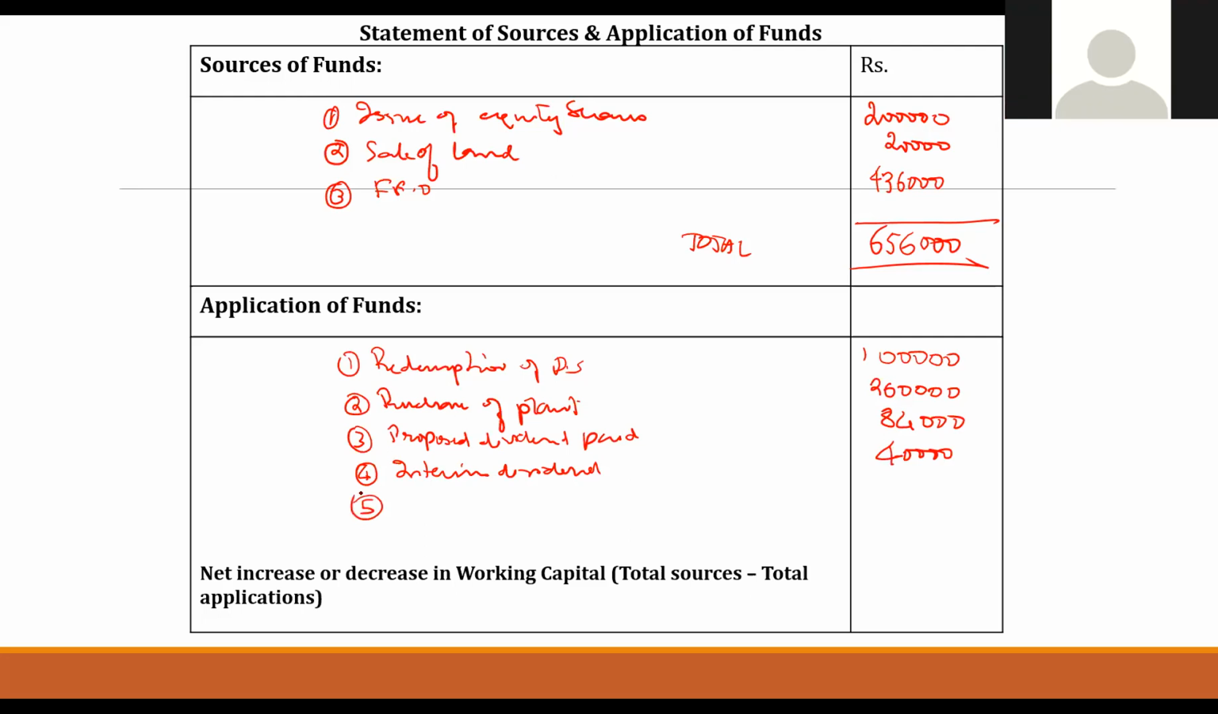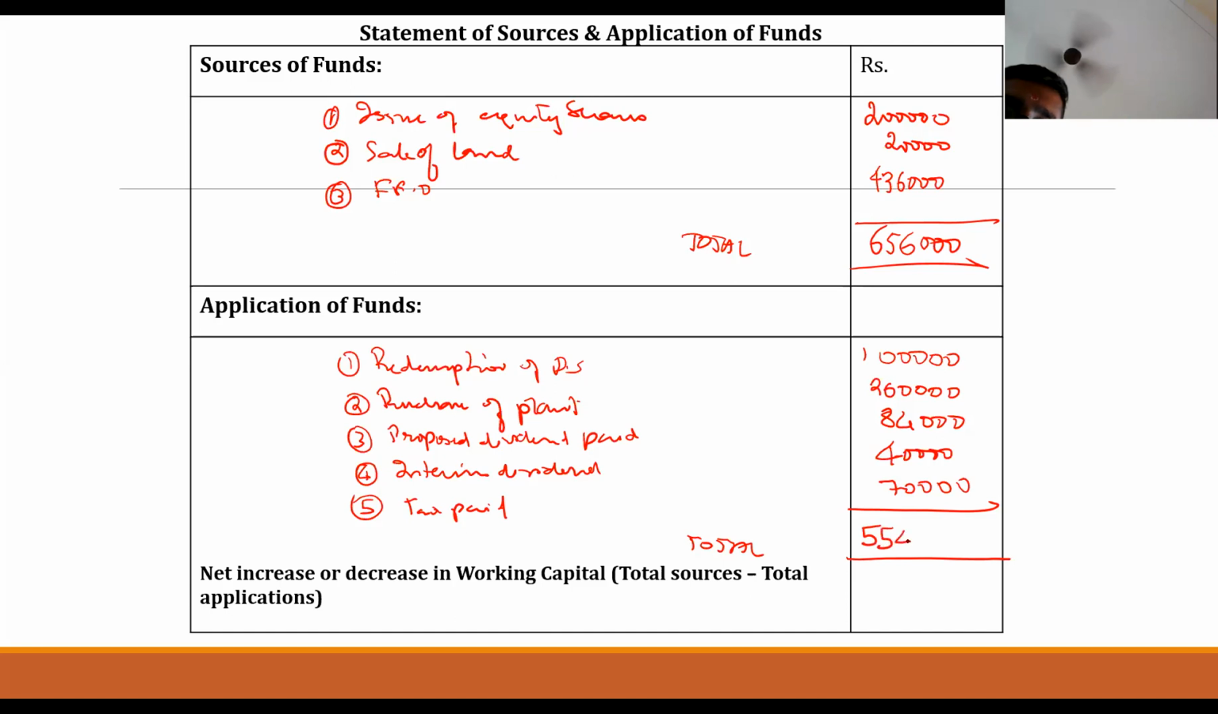Actual tax paid. Don't take 90,000 here. Tax paid 70,000. We should take the amount only from the adjustment, 70,000. Next, total. 5,54,000.